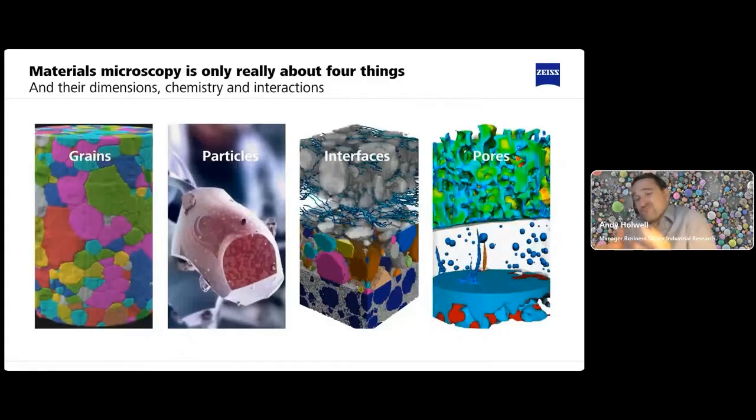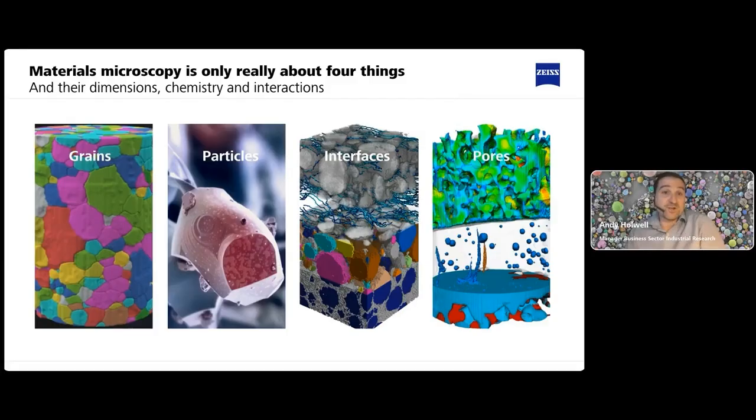Well, it's only really about four things, and please do correct me if you can think of any others. But really, when we look at our materials and devices, we're only really looking at a few different sets of parameters: their dimensions, their chemistry, how they interact with each other. So firstly, the grains, the grain and crystal structure, particularly of metallic materials, but also lots of other granular as well as amorphous materials.